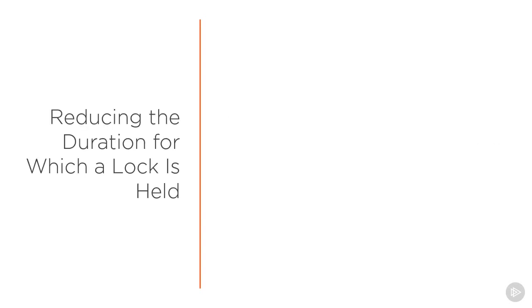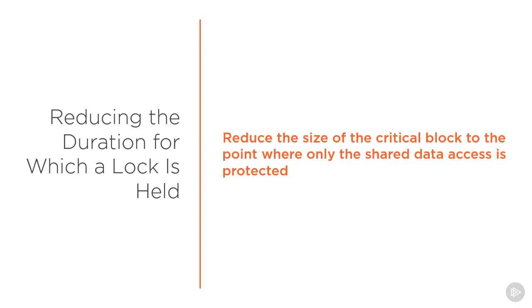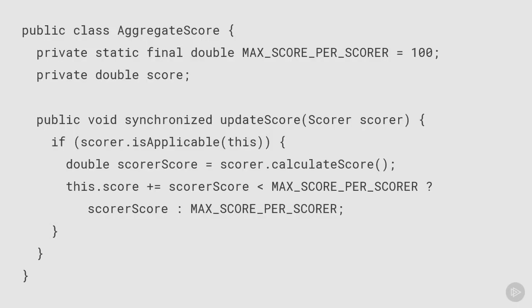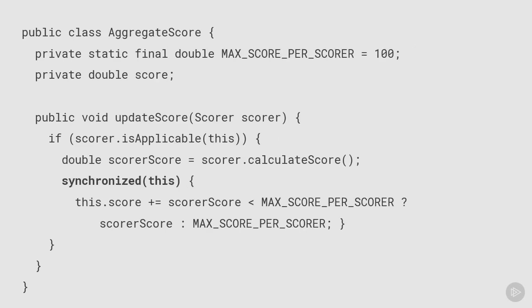Reducing the duration for which a lock is held is simply a matter of reducing the size of the critical block to the point where only the shared data access is protected. In the example here, let's assume that multiple threads can call the updateScore method with different score implementations to calculate a score and update the value of the score field. In order to protect the score field from data corruption, you would synchronize access to the updateScore method. The problem here is that this creates a lock on this object that covers more than it needs to. The calculateScore method might be an expensive method, or even worse, it might involve I/O. In order to reduce the lock duration, you should instead have the lock only protect the data modification, like in the modified version of the code.